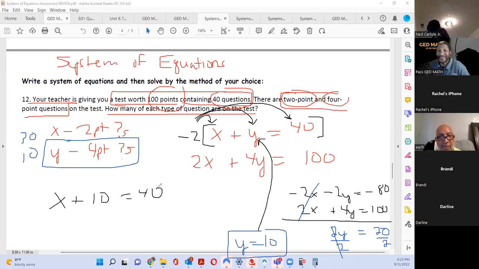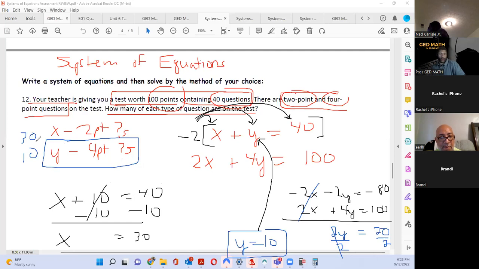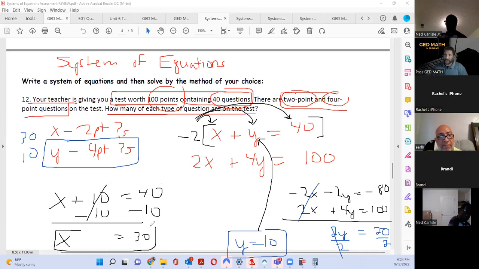Now, this is a one-step algebraic equation. Subtract 10 from both sides. The 10s cancel, bring down my equal. 40 minus 10 is 30. We were able to do that mentally by ourselves, but that's how you do it algebraically. So the number of 2-point questions is 30. The number of 4-point questions is 10. And that's how you would solve this system of equations.